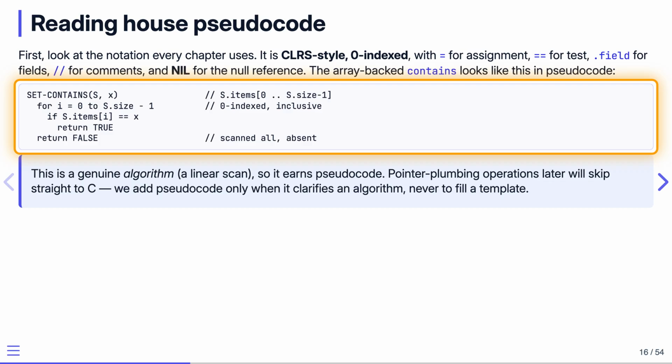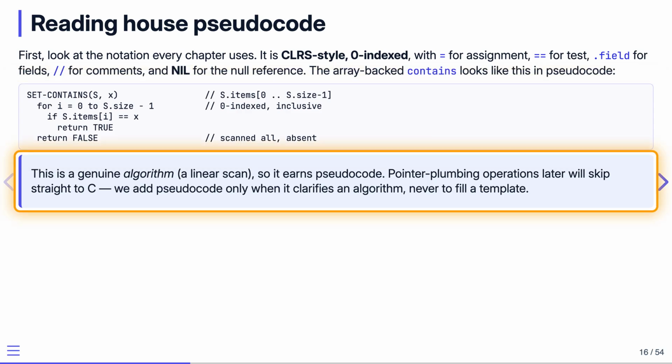Now read the algorithm itself. Set contains walks the items from index 0 up to size minus 1. At each step it checks, is this item equal to x? If yes, it returns true right away. If the loop finishes with no match, it returns false because it has scanned everything. We show this as pseudocode because it is a genuine algorithm, a linear scan. We add pseudocode only when it makes an algorithm clearer, never just to fill a slide.